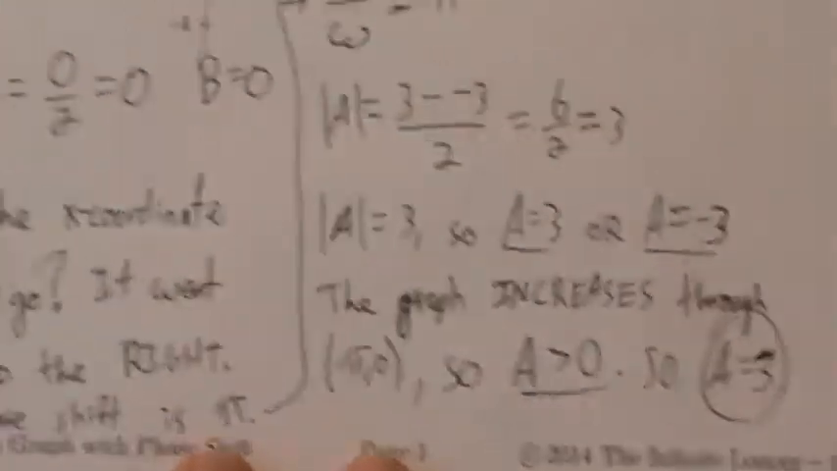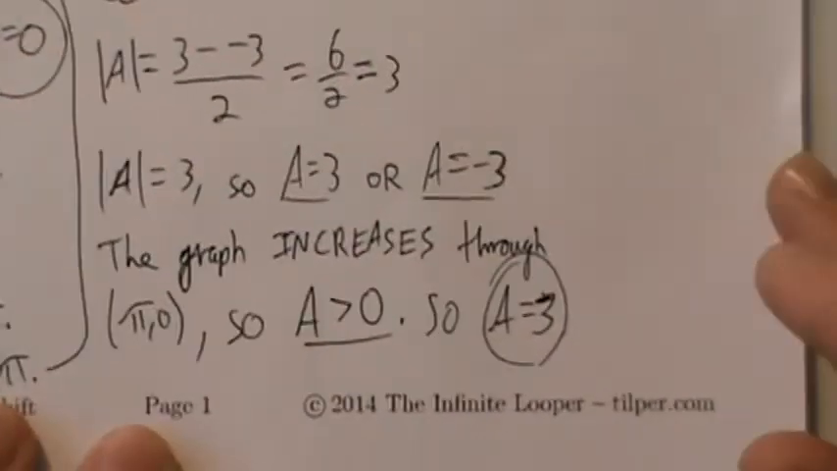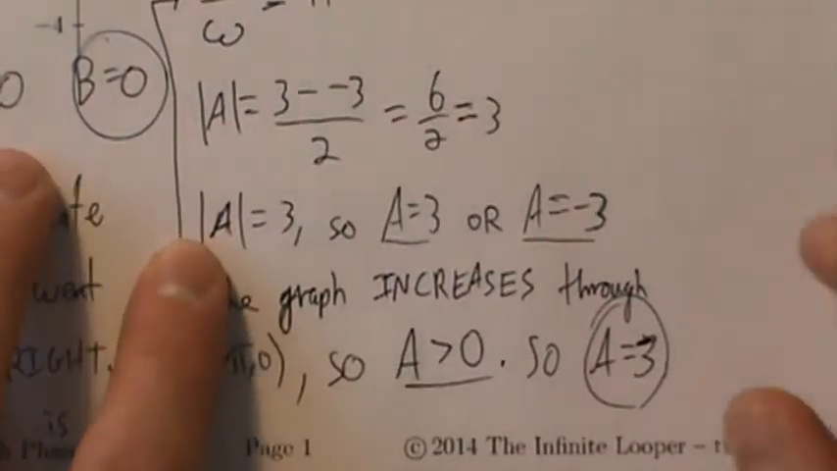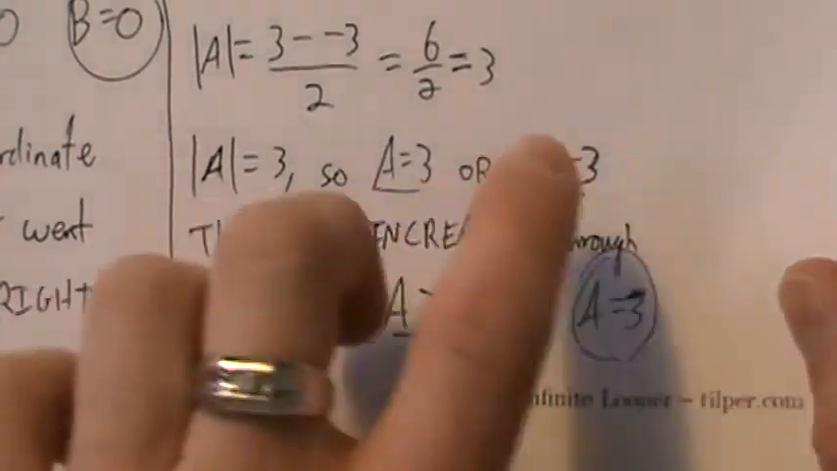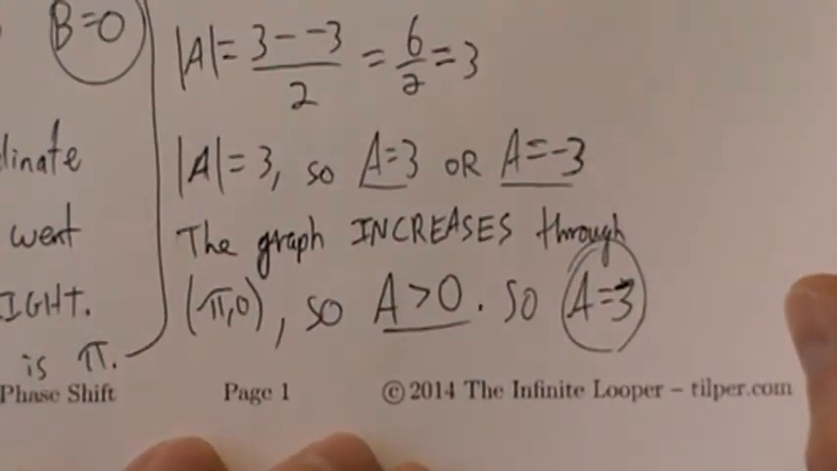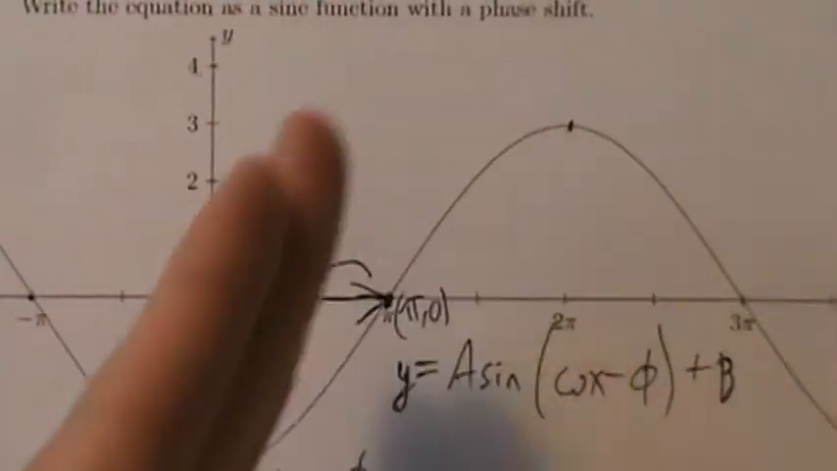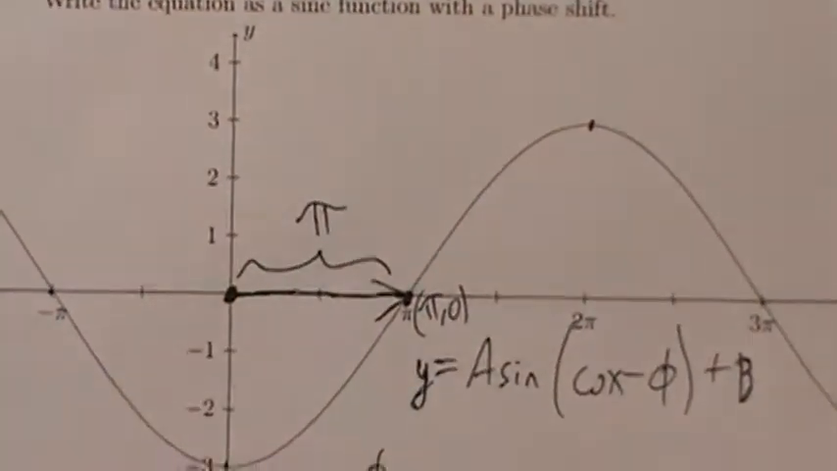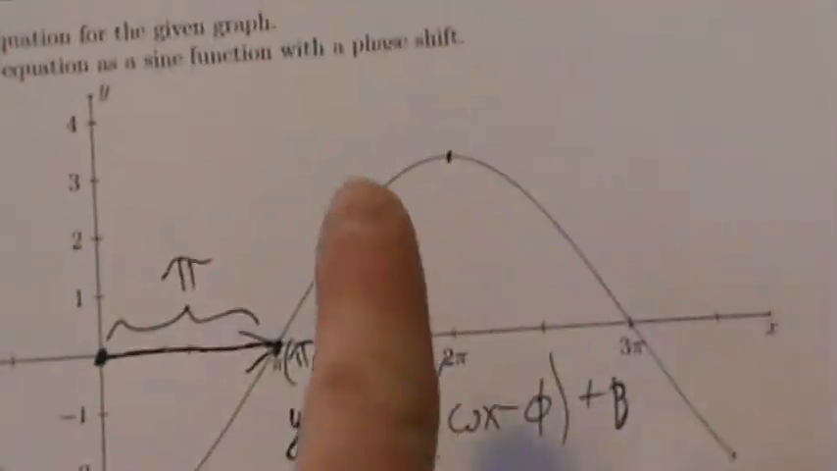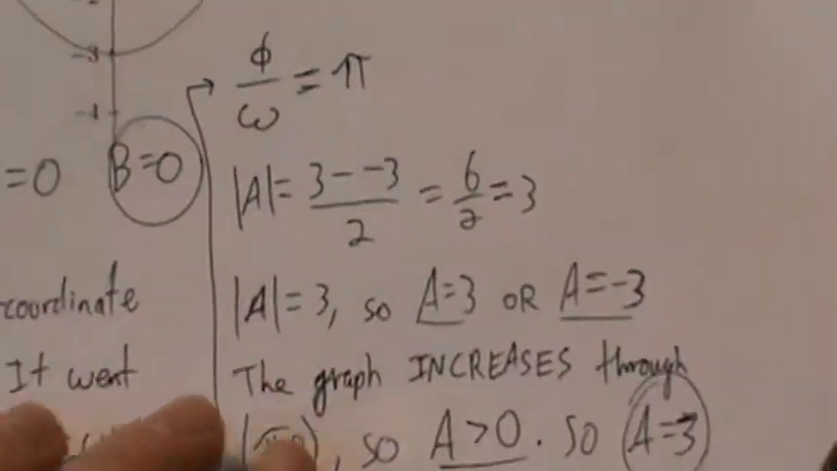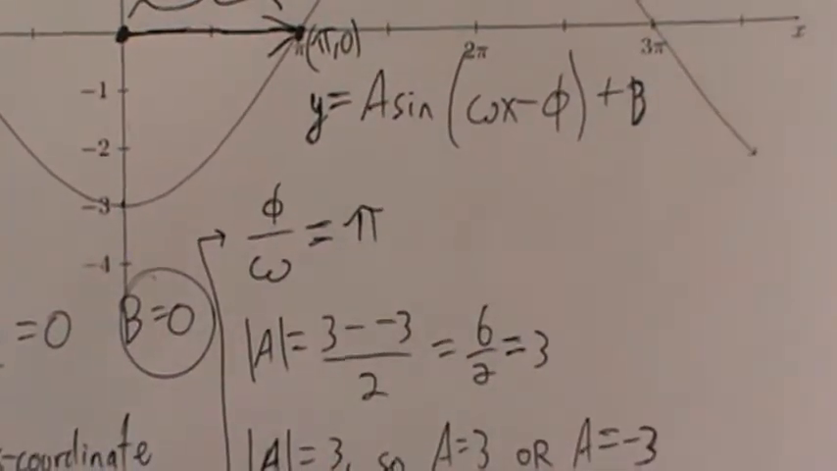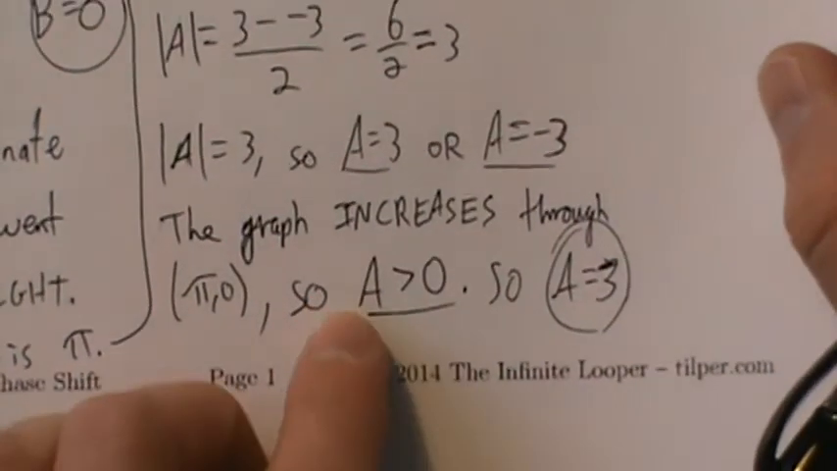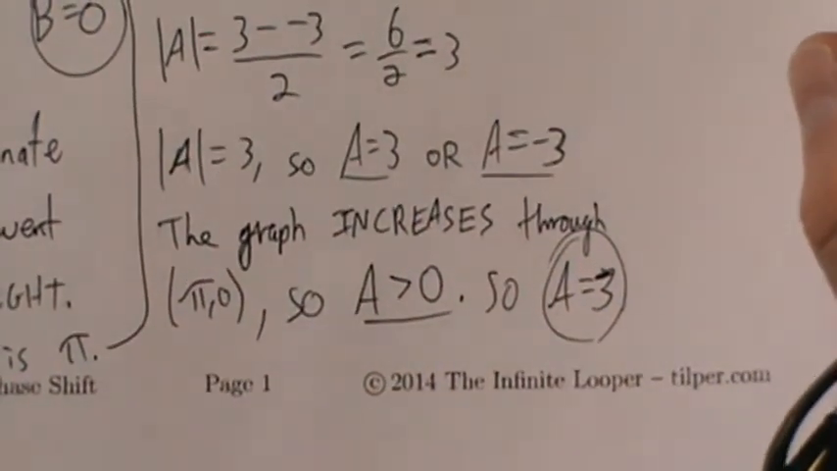Okay, so A equals 3 and also B equals 0, let's circle that. So again, why is A 3? Well, the absolute value of A, we determined from this, is 3, so that means A itself is positive 3 or negative 3. Okay, so we also know that because the graph increases through this point of interest here, that's our new 0, 0. Okay, where does 0, 0 go? It went to pi comma 0. Okay, so since the graph increases through there, then A has to be positive. Okay, so if A has to be positive, then the only thing A could be is 3. Okay, so that's it for A.